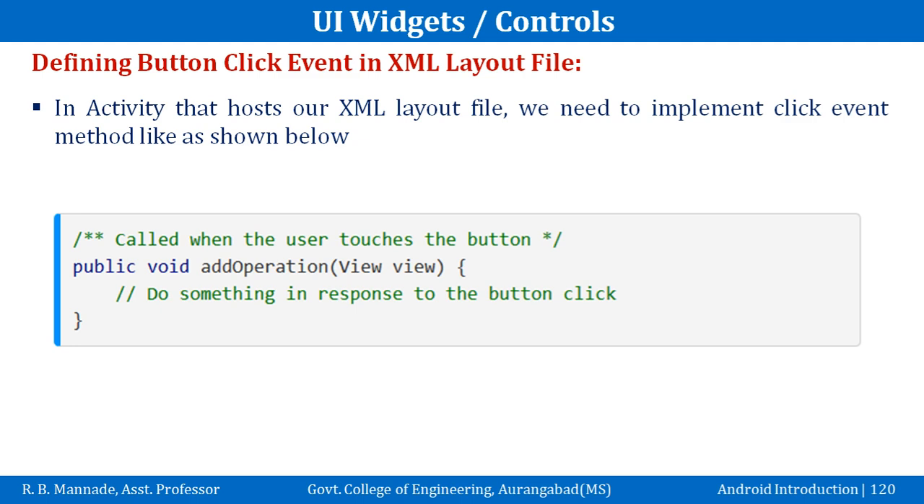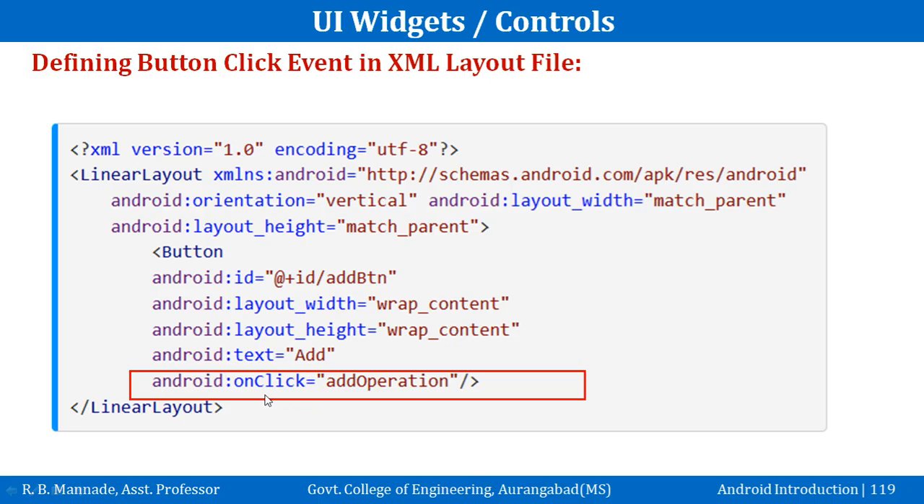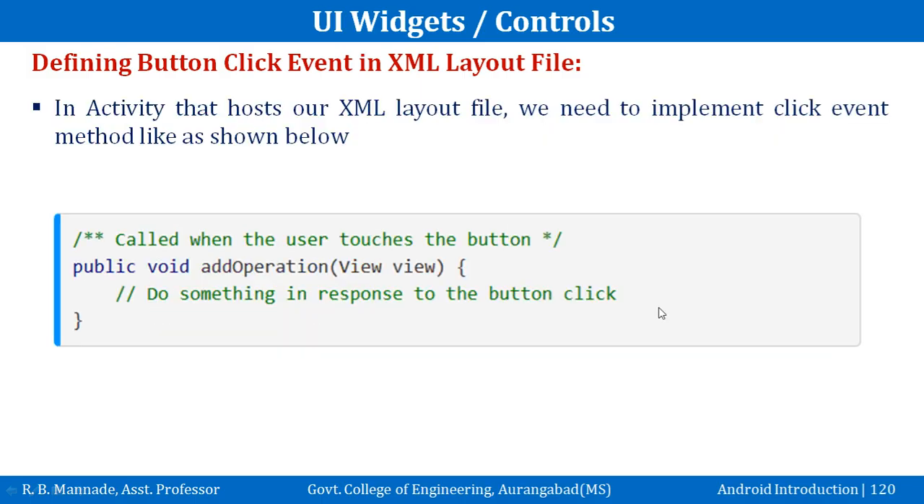As I said earlier, in the activity that hosts the XML layout file, a developer needs to implement a click event method as shown here. If you see here, the value of the onClick property is addOperation. So this method will be implemented in the activity which hosts this layout file this way: public void addOperation, with a View parameter, and whatever code you write in the body of addOperation will be executed whenever the user clicks on that button.